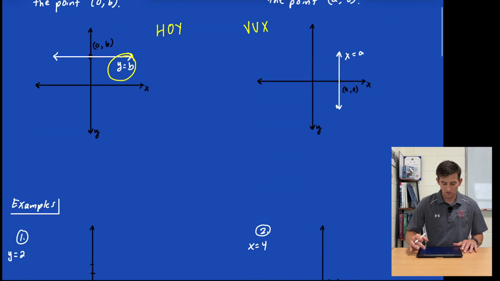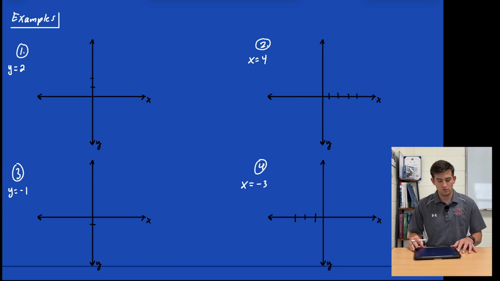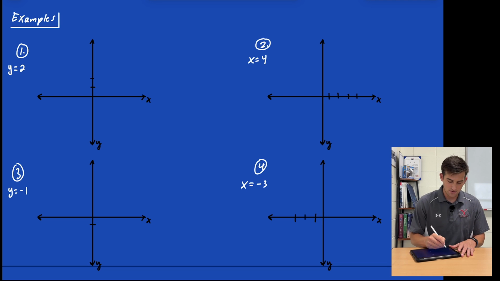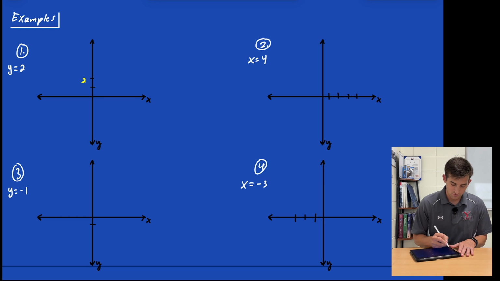So let's jump in and look at 4 examples here, 2 where we're going to graph horizontal lines and 2 where we're going to graph vertical lines. Number 1 says we're going to graph y equals 2. So y equals, HOY, horizontal line through 2 on the y-axis. I've drawn a couple of tick marks here, and that would be where 2 is. To graph it, we just draw a horizontal line through 2.